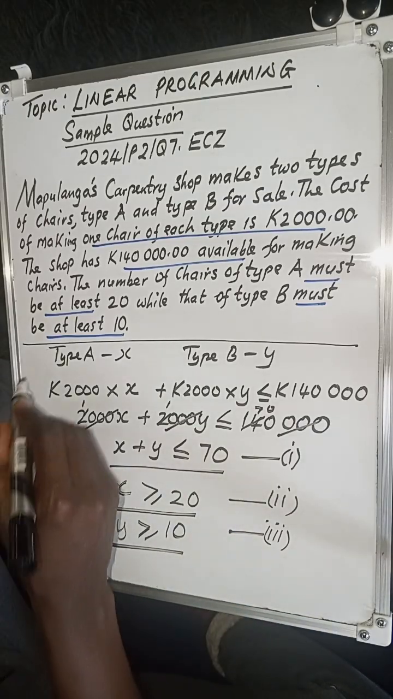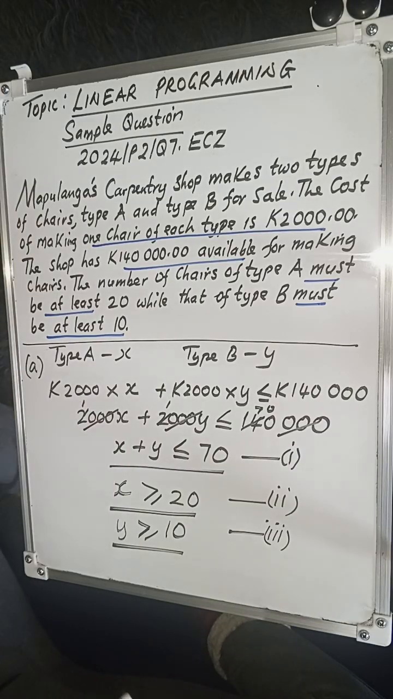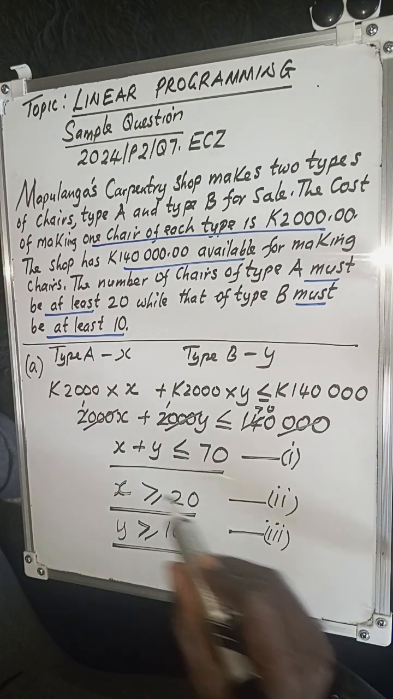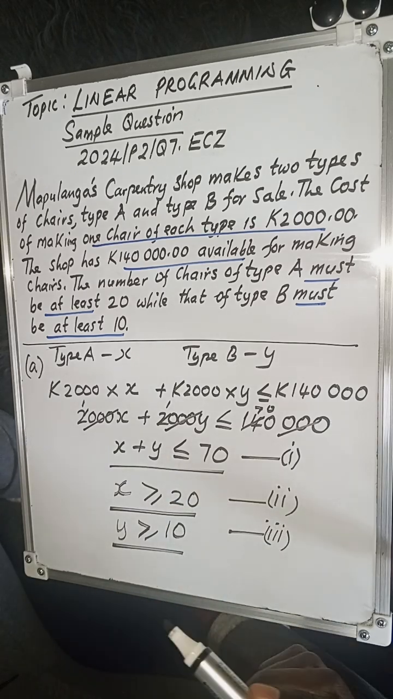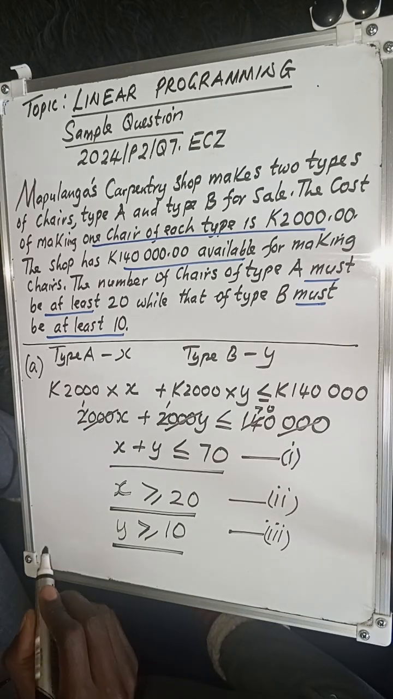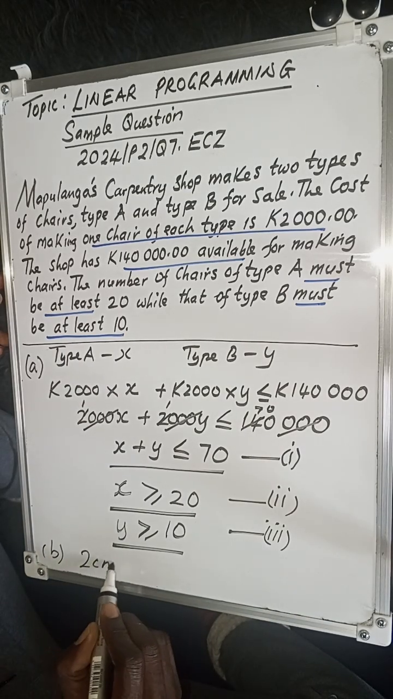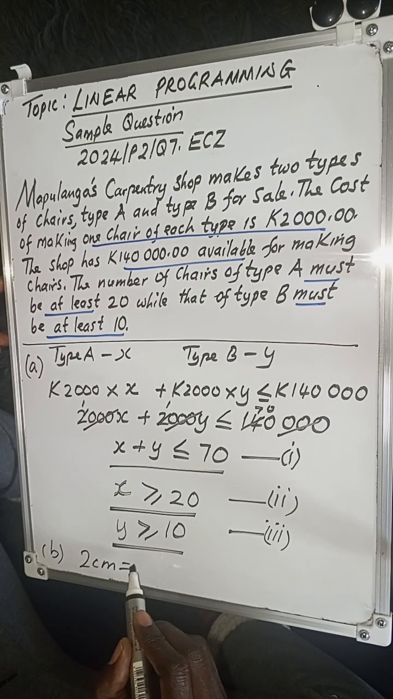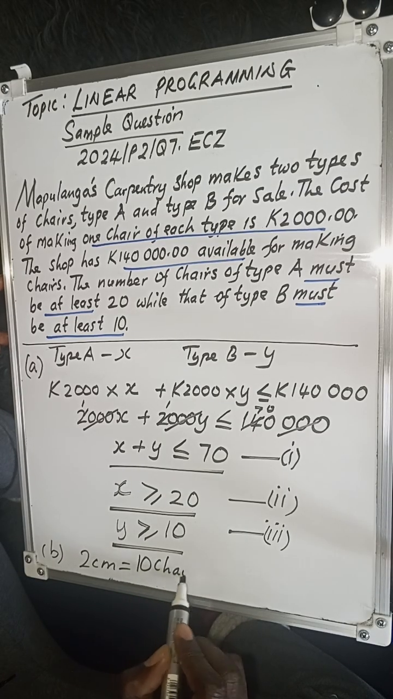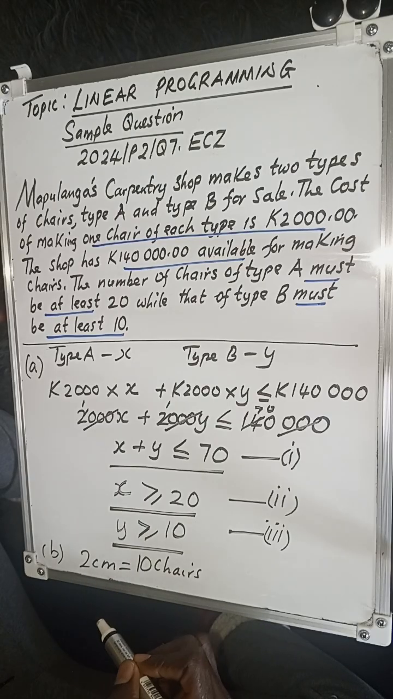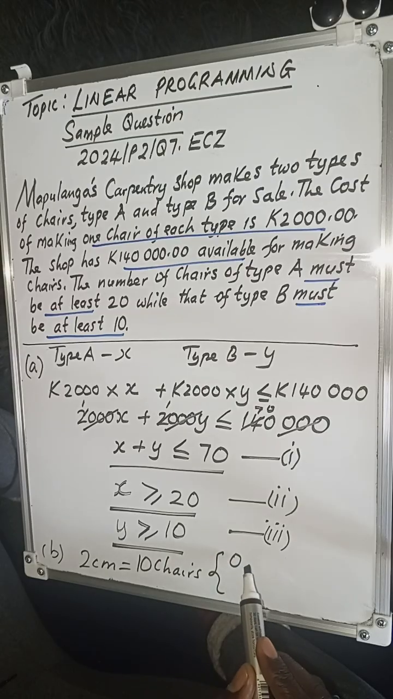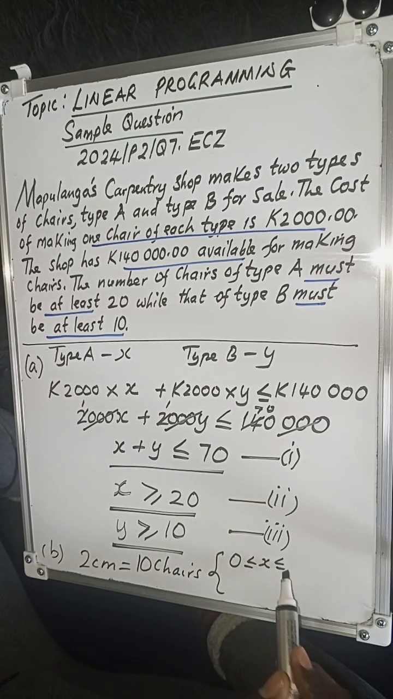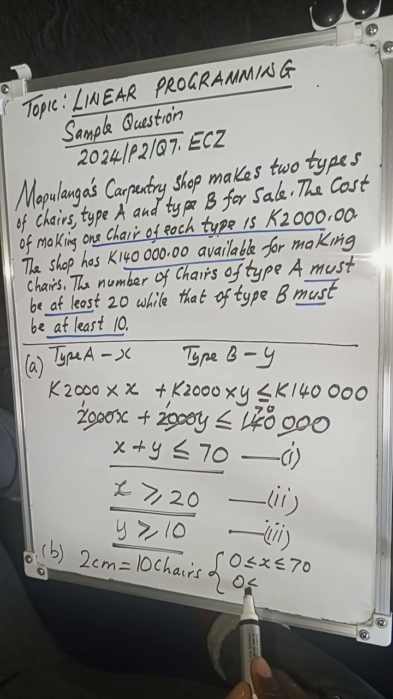So we have answered the A part. Now you are going to use these inequalities in order to plot on graph paper. Remember, for the B part, they told us to use 2 centimeters to represent 10 chairs, meaning after every 2 centimeters we'll be counting 10, 20, 30, 40. For each axis, it was 0 is less than or equal to x, which is less than or equal to 70, and 0 is less than or equal to y, which is less than or equal to 70.